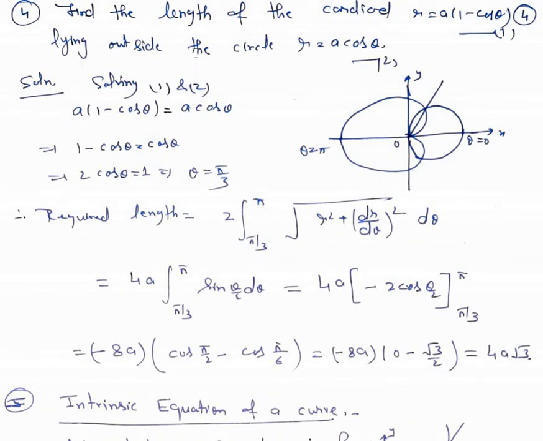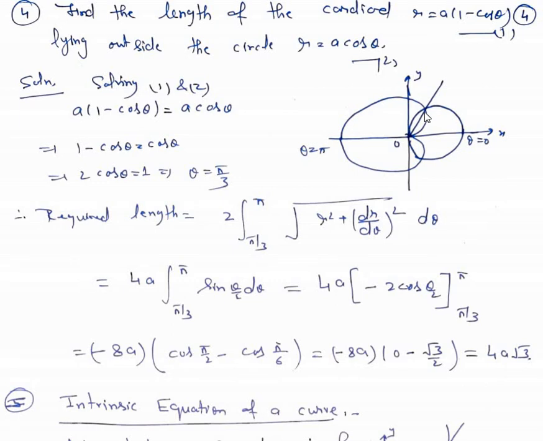Let's take fourth example. Find the length of the cardioid r is equal to a into 1 minus cos theta lying outside the circle r is equal to a cos theta. So we have to trace these two curves. R is equal to a into 1 minus cos theta is like this, and r is equal to a cos theta is a circle. When theta is 0, r is a. When theta is 90, r is 0. So we have to find out length of this portion of the cardioid which lies outside the circle.